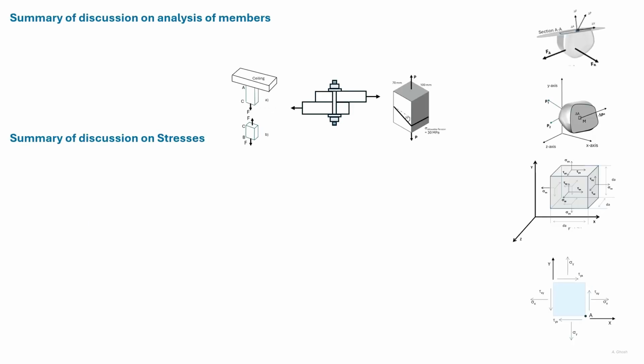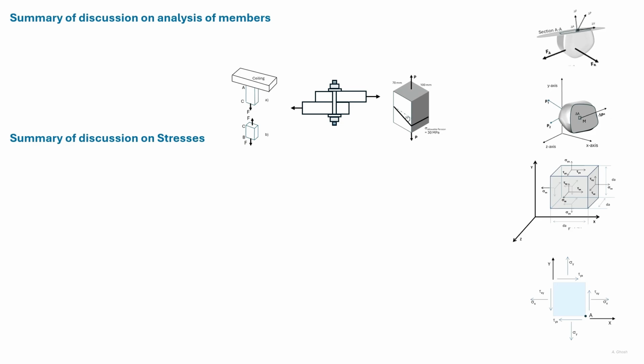We summarize the second section here. This is done in two parts. In the first part, we deal with analysis of members, and in the second part, we deal with stresses. This will help us untangle the stream of issues. Let us discuss the first section initially.